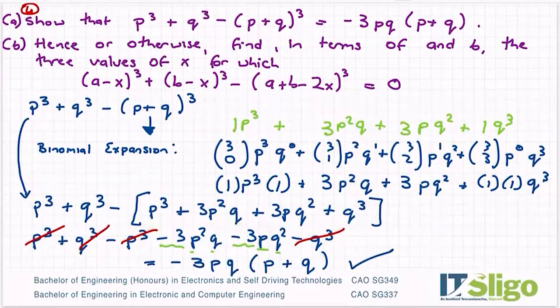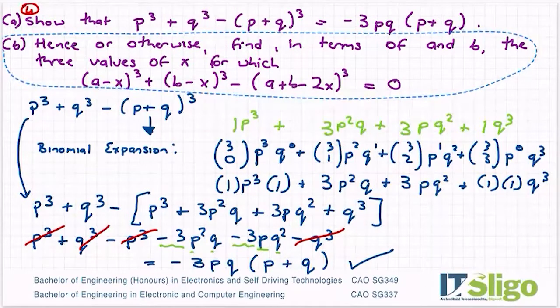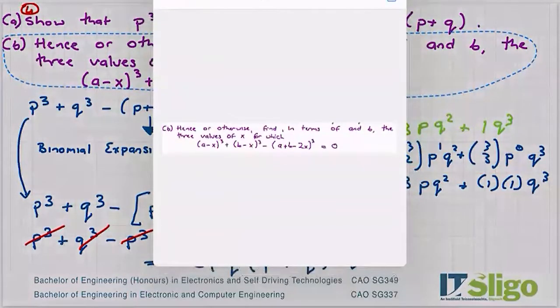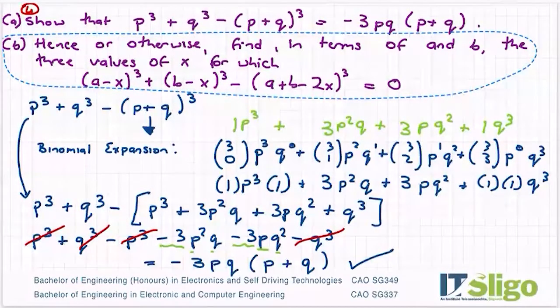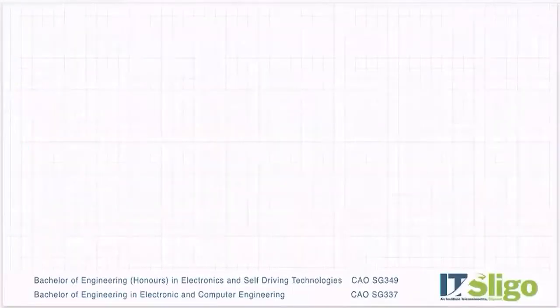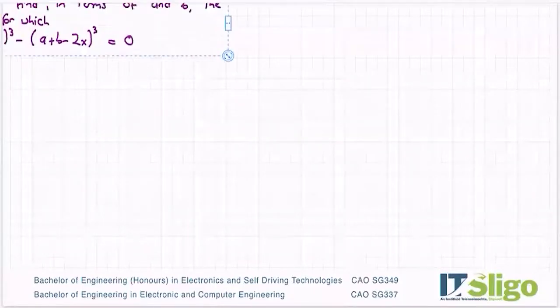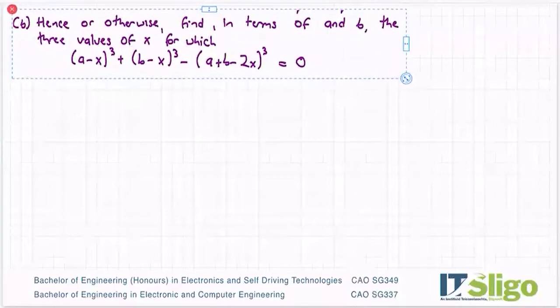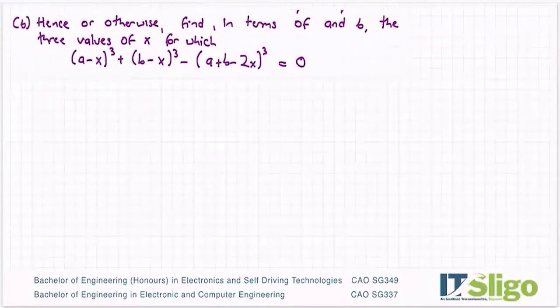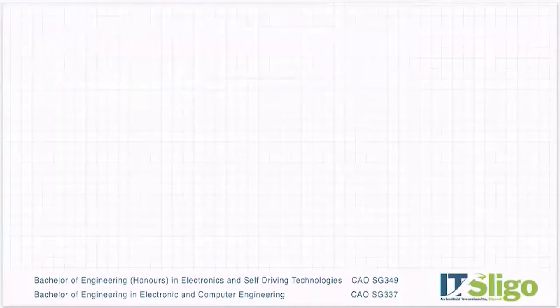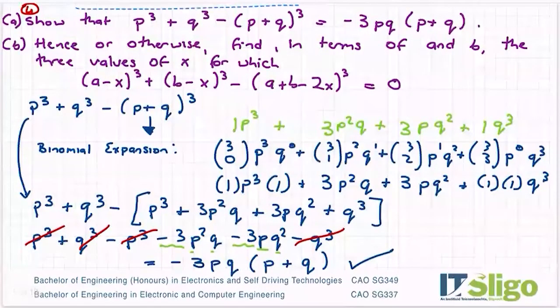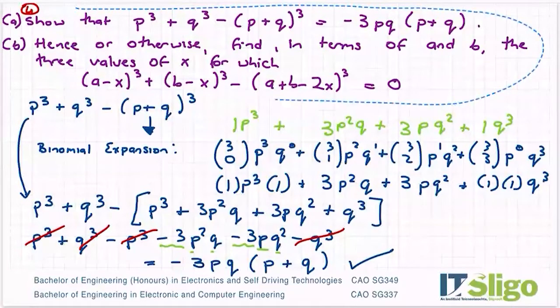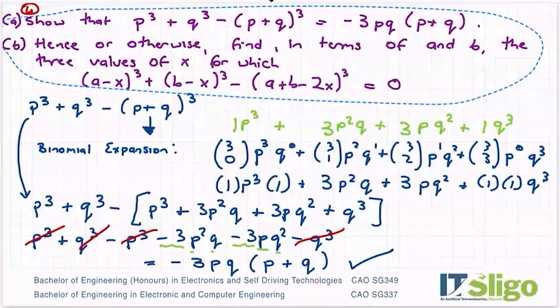Right, part B. Okay, I'm just going to copy it onto a new page for us. Okay, hence or otherwise, find in terms of a and b the three values of x for which (a minus x) cubed plus (b minus x) squared minus (a plus b minus 2x) is less than 3. I don't know why I copied only a bit of it, because I do need the bit in front. Apologies, let me just copy again.